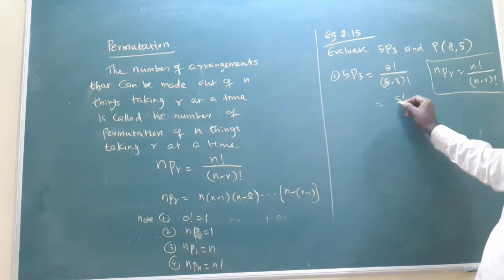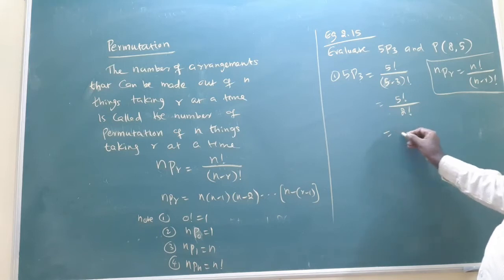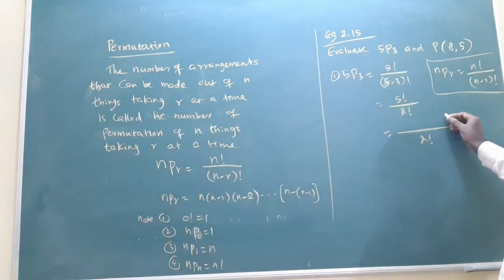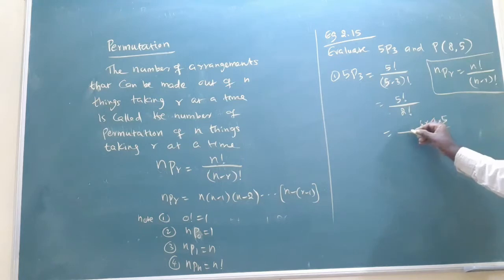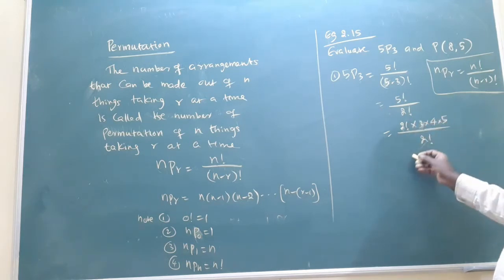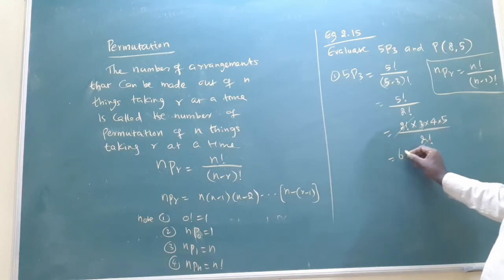So 5 factorial over the same thing. This is actually what? 2 factorial. Already you know 2 factorial is here. The 5 factorial can be written as 5 into 4 into 3 into 2 factorial. Am I right? Now this will be cancelled. But 3 into 4 into 5 is what? 12, 60 is the answer.